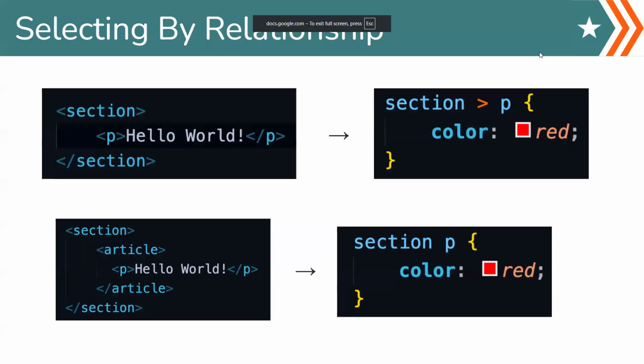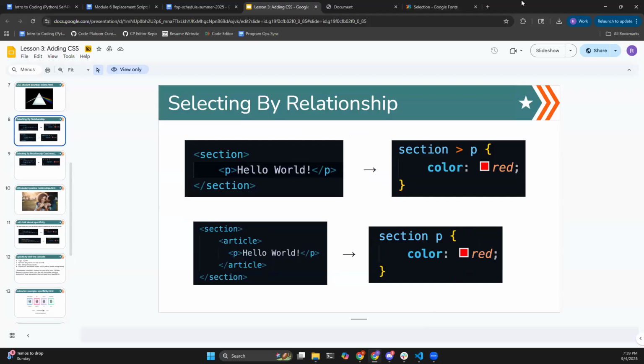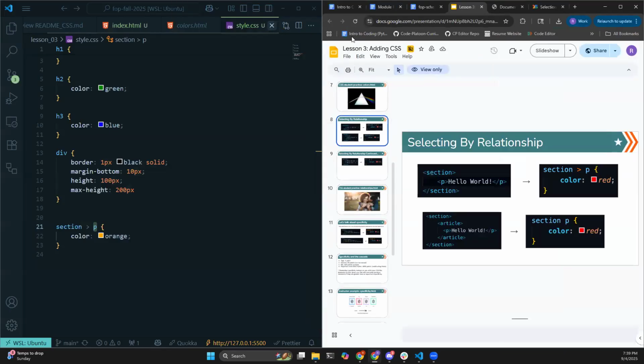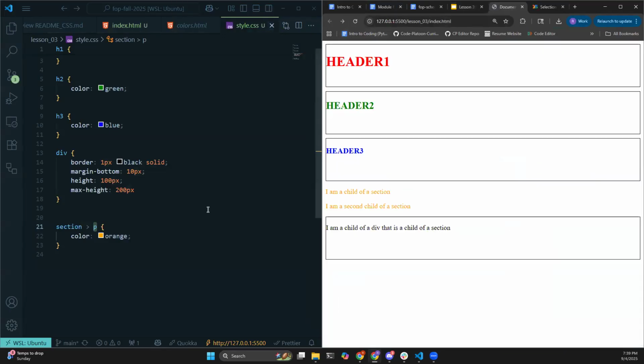Well, what about the next one? This one is a little bit different. Notice that this section doesn't have the angle bracket directly afterwards. It's a section followed by the p, and then it's doing the color red. This one's going to give you something a little bit different. Section p, color red.